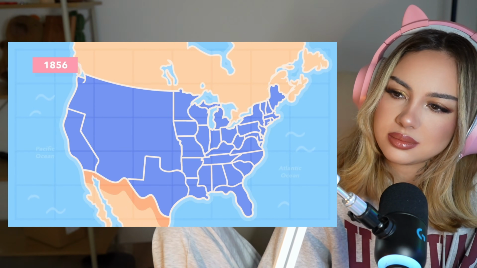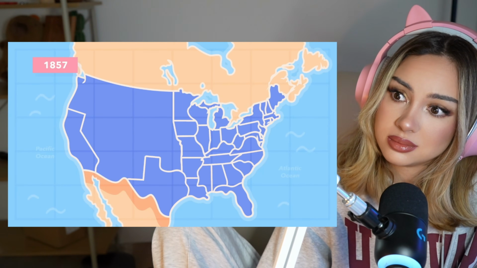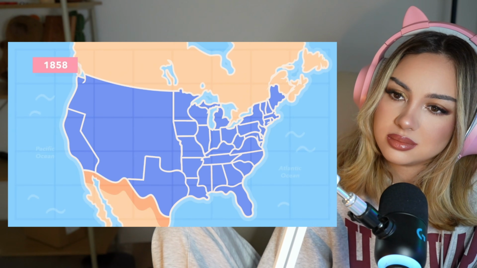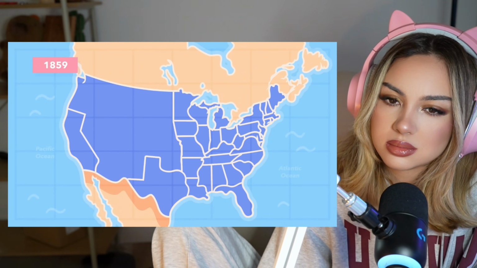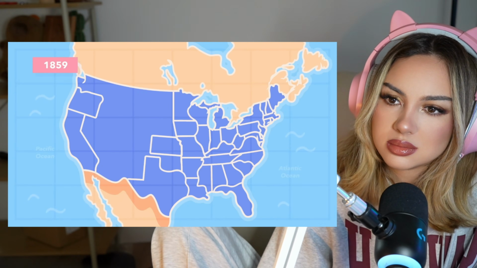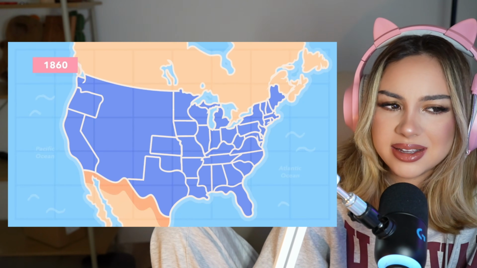The atmosphere was so tense that politicians in Congress started carrying guns with them, and sometimes fights between representatives would even occur. That gives you a glimpse of the political atmosphere that reigned in America before the beginning of the Civil War.